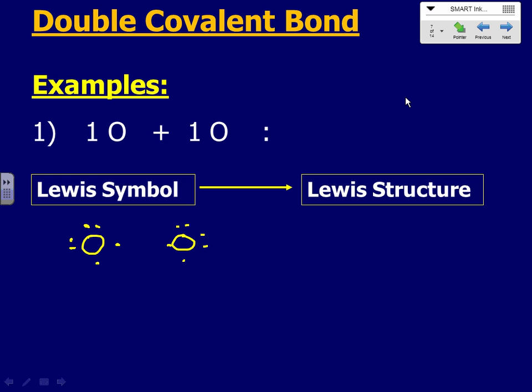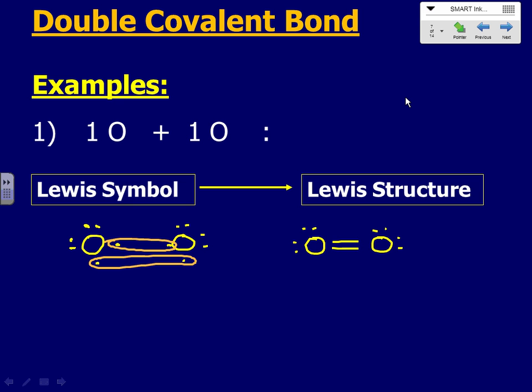And again, I'm hoping you can see some overlap here. This guy is going to get together with this guy. This guy is going to get together with this guy. Now what that means is I now have to have 2 lines in between my O's. And so we draw it like this. O, double bond O, 1, 2, 3, 4, 1, 2, 3, 4.